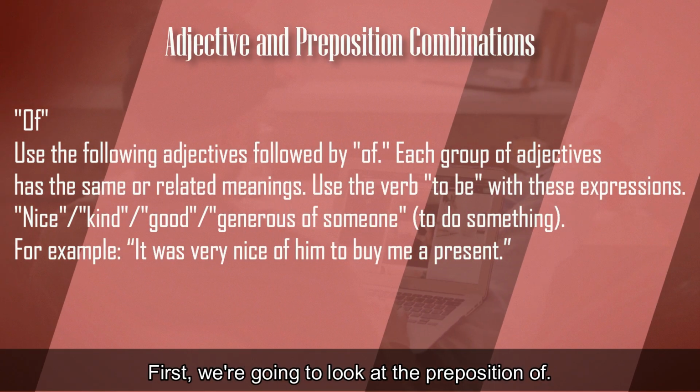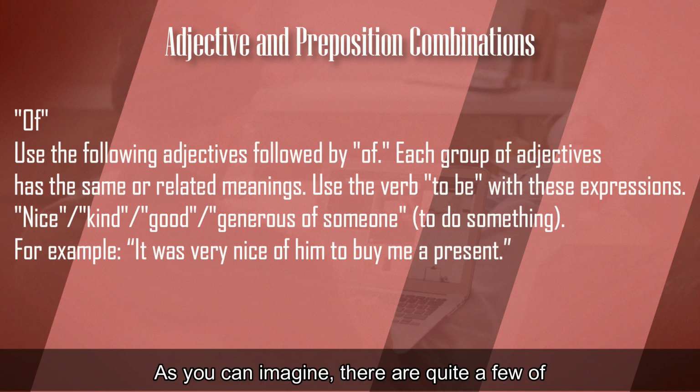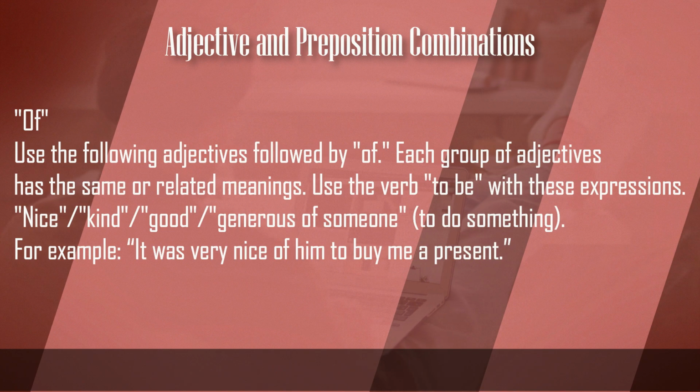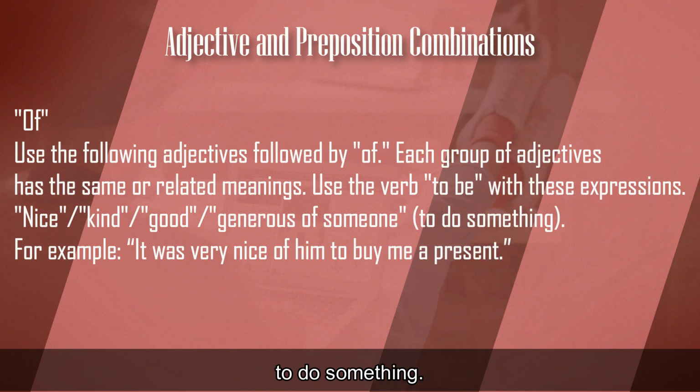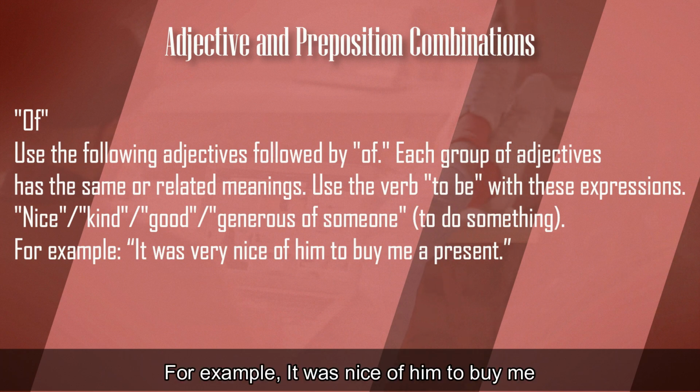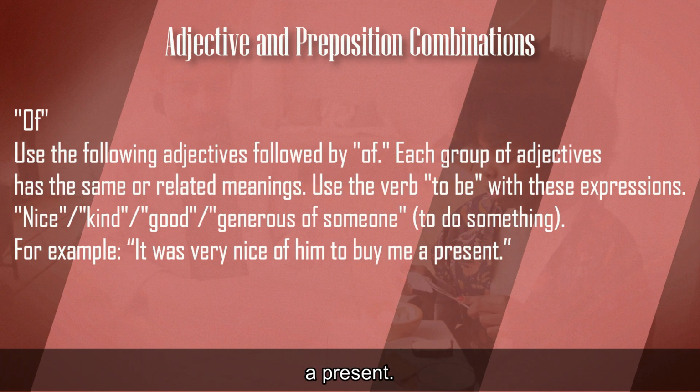First, we're going to look at the preposition of. As you can imagine, there are quite a few of these. Our adjectives are nice, kind, good, mean, generous of someone to do something. For example, it was nice of him to buy me a present.